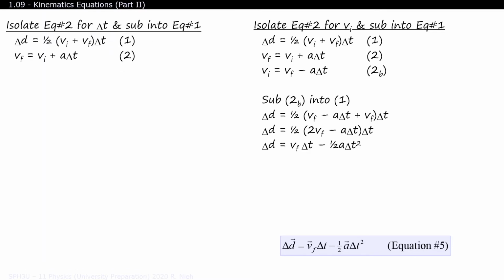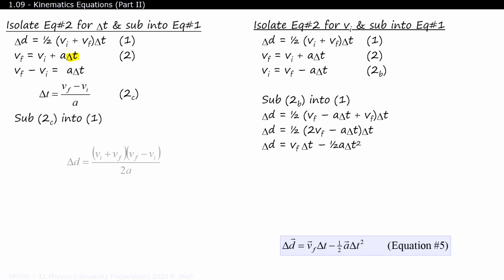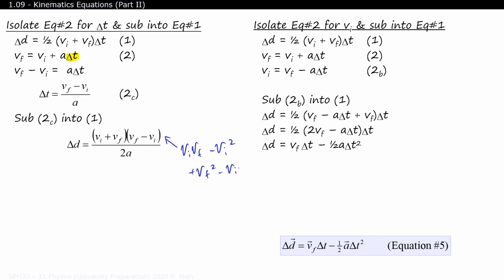Equation number 4 is a bit more challenging to prove. We start off with equations 1 and 2, but this time we isolate equation 2 for delta t. You'll notice that when we substitute equation 2c in, we end up with two binomials in the numerator. If you recall from math class, when you have two binomials and you need to expand, you need to use the FOIL method to expand this type of expression. After you've expanded, two terms will subtract each other out, and you're left with this less messy looking equation.